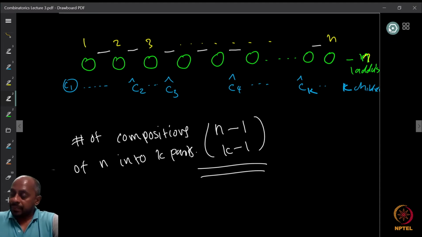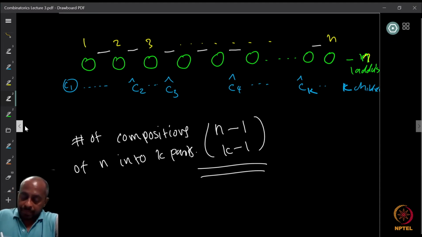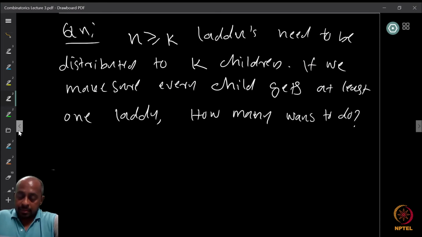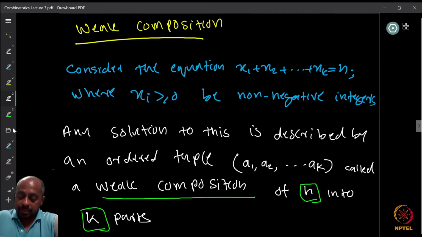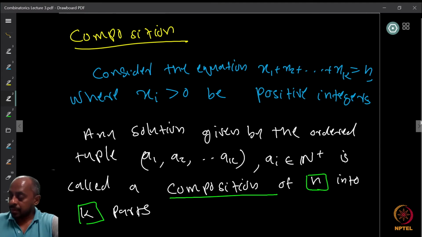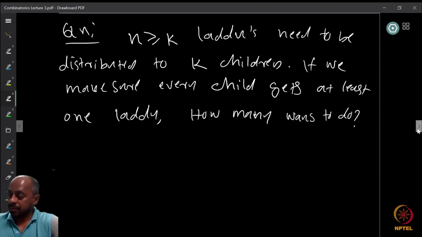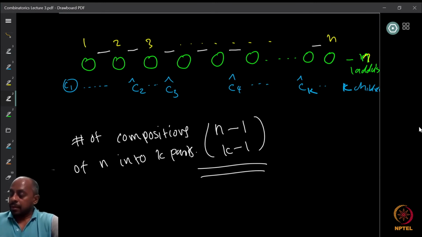Now what we are going to do is look at the first question, right? What was the first question? We wanted to look at the weak composition, right? Weak compositions are the solutions with xi greater than or equal to 0 instead of xi strictly greater than 0. So we found out that the number of compositions is precisely the ways of distributing sweets to children, right? So we had a great time solving this. Now we want to solve the other question, right?